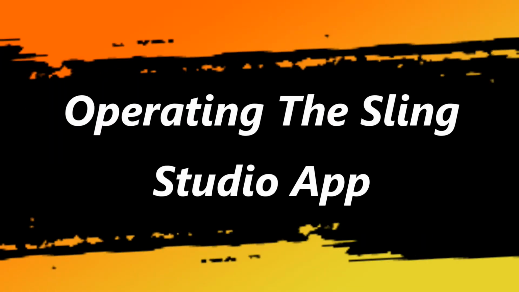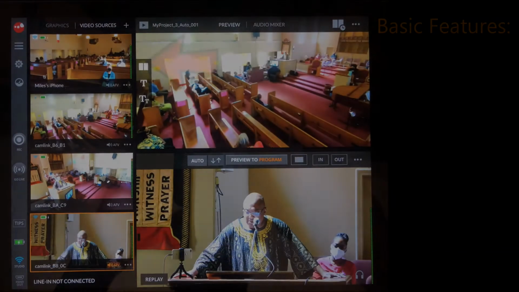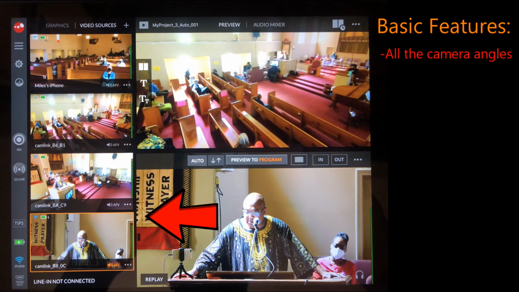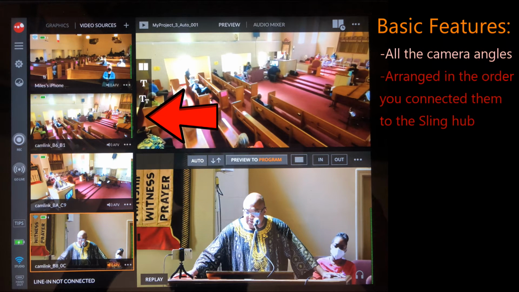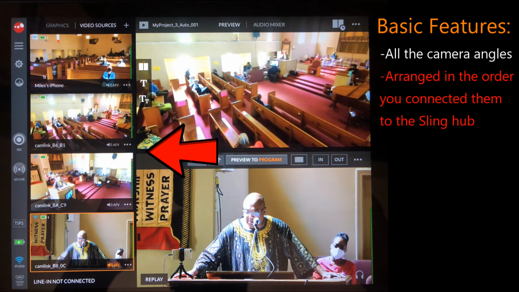Now that you're good and scared, let's talk about operating the Sling Studio app, starting with some of its basic features. As I alluded to before, on the left of your screen are all of your camera angles. They'll be arranged in the order that the camera links were connected to the Sling Hub.